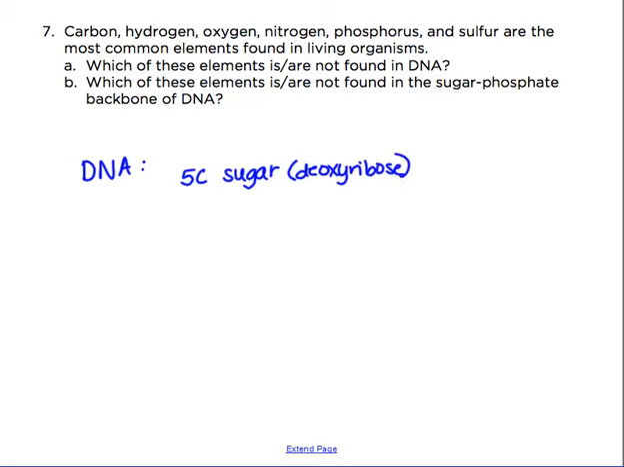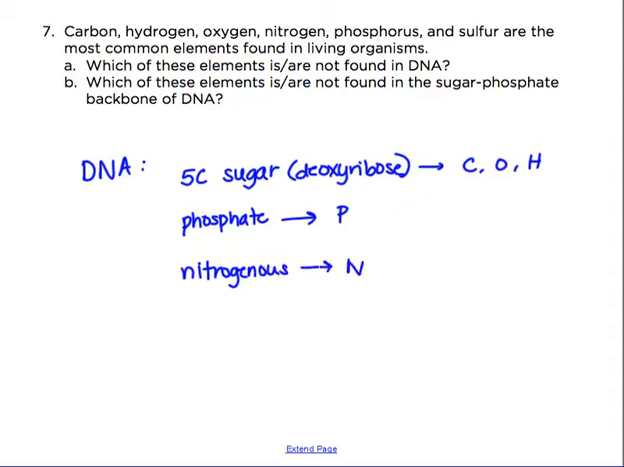And that includes carbon and oxygen, and also hydrogen. It has a phosphate group, which has phosphorus, and it has a nitrogenous base, which contains nitrogen. So if you look, we have carbon, hydrogen, oxygen, all in deoxyribose. Nitrogen can be found in the nitrogenous base, and phosphorus can be found in the phosphate group. So the only element that's not found at all in DNA is sulfur.